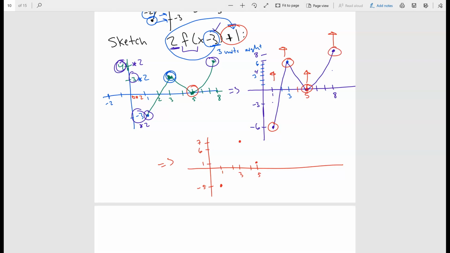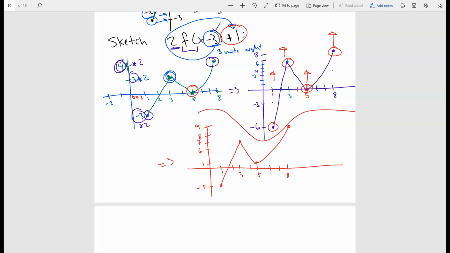And then this guy was at 8, 8. Shifted up 1 is going to be at 8, 9. So now this guy looks like this. And that's the final answer. Pretend that it didn't go that way. Okay. All right. So as long as you take it step by step, it should be pretty easy to do.